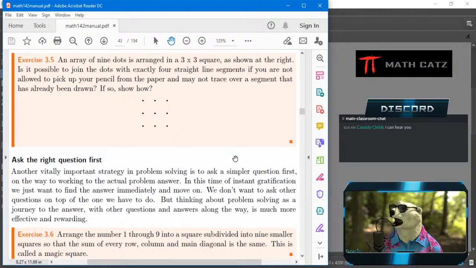An array of 9 dots is arranged in a 3 by 3 square as shown at the right, actually below. Is it possible to join the dots with exactly 4 straight line segments? If you are not allowed to pick up your pencil from the paper and you may not trace over a segment that has already been drawn, you can cross them, but you can't go on the same line in the same direction. If so, show how.